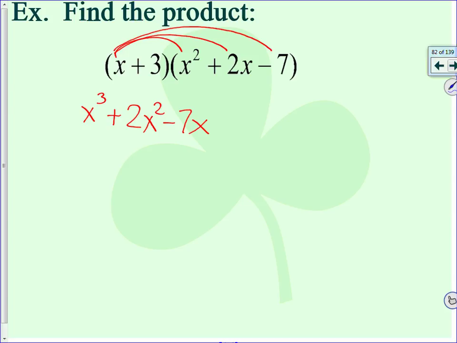Now, Isabel, the 3 times the x squared, 3x squared. Now I want you guys to see something. So if you could look up, 3x squared is a like term with the 2x squared. So what I like to do is visually line up the like terms so they're all together. So you don't have to find the like terms, you place them together as you write them down.